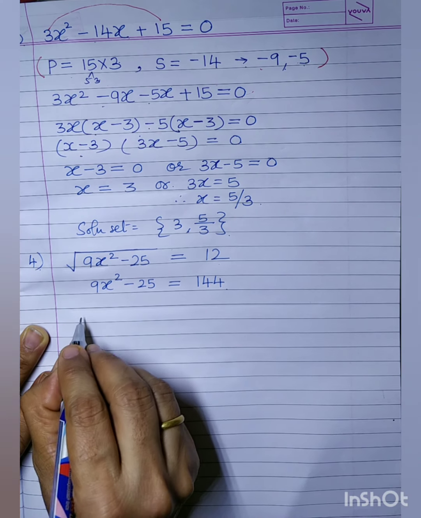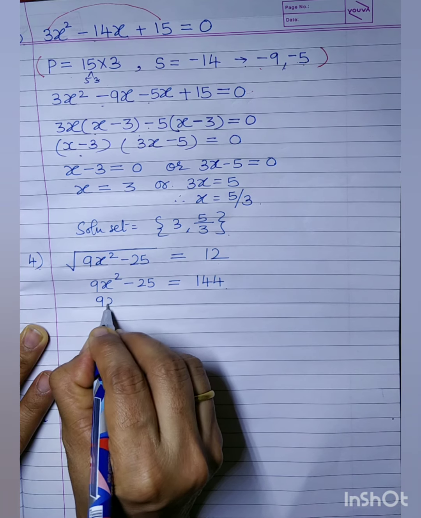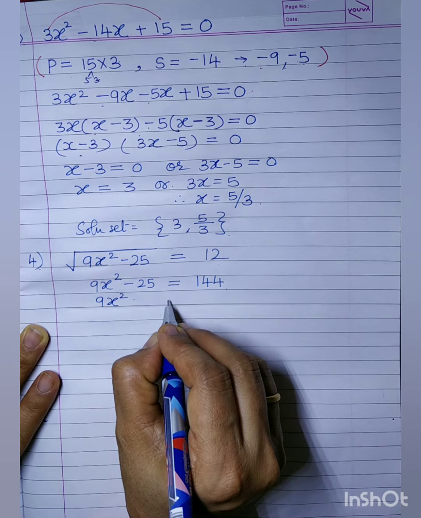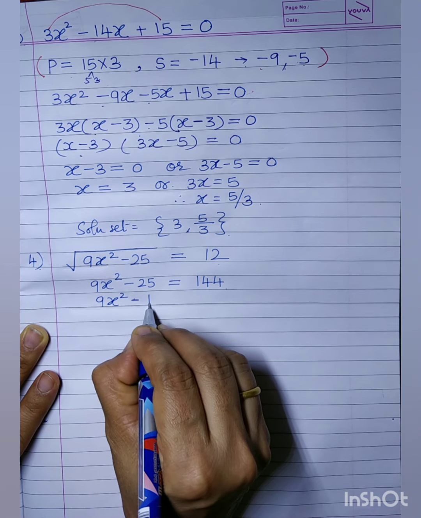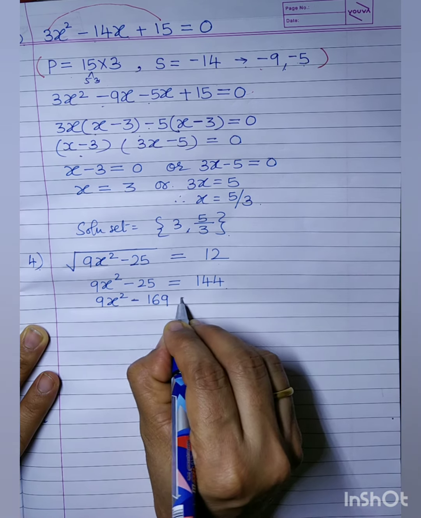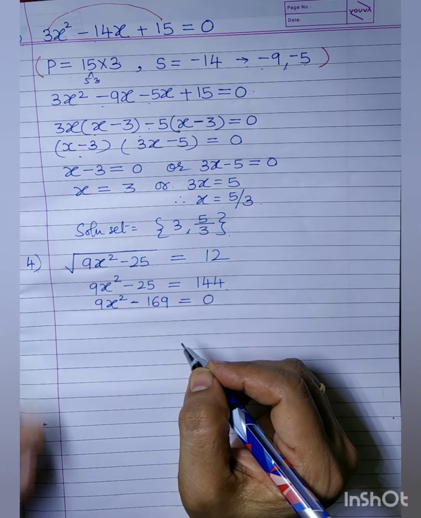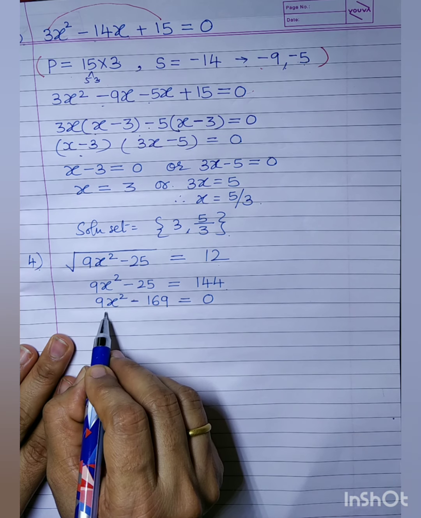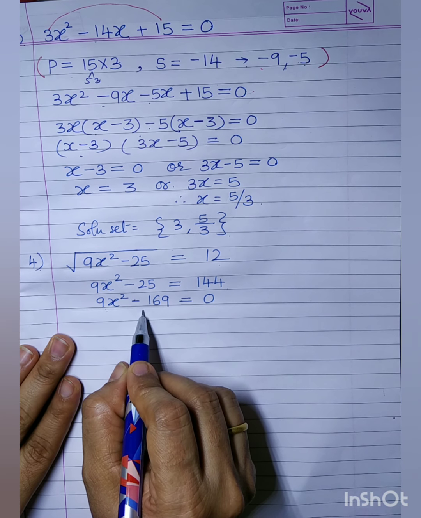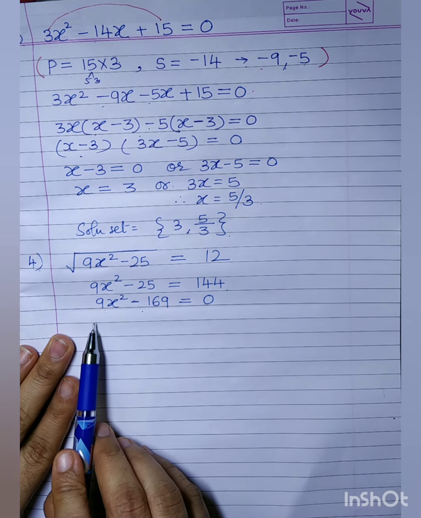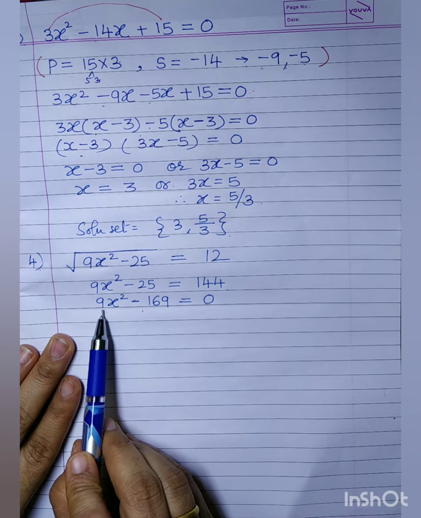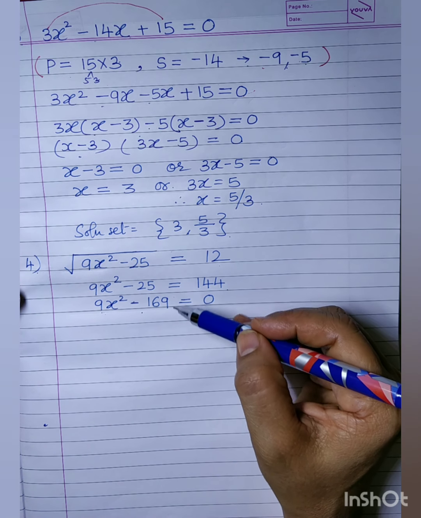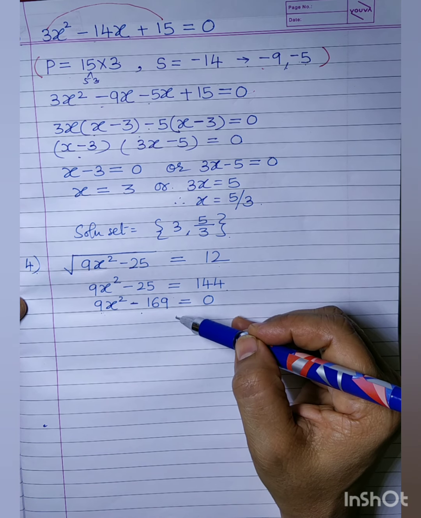Okay. Next step, write in standard form: 9x square minus 25 minus 144. So what will it be? Minus 169 is equal to 0. Remember, you need to follow this method of what I am explaining here. Now observing, this middle term is missing here. Okay. So let's see if we can do it in some other way. If you observe carefully, 9x square is a perfect square term. Minus 169 is also a perfect square term.